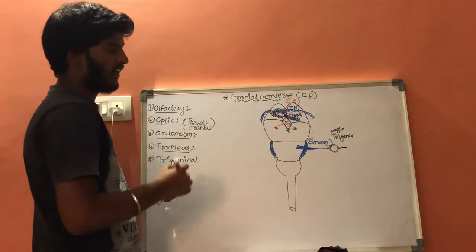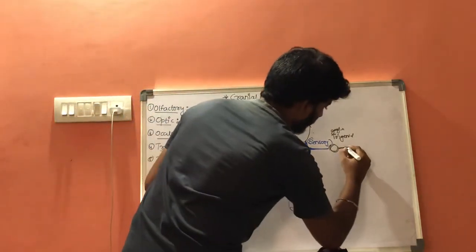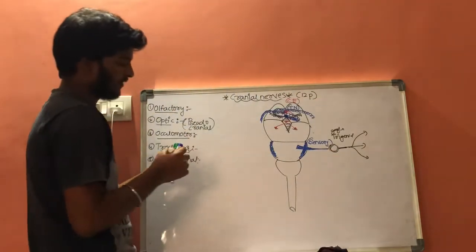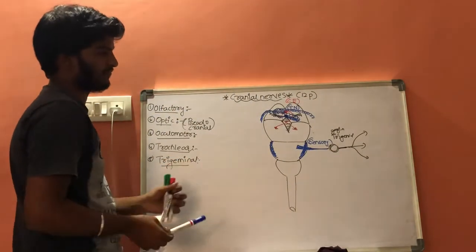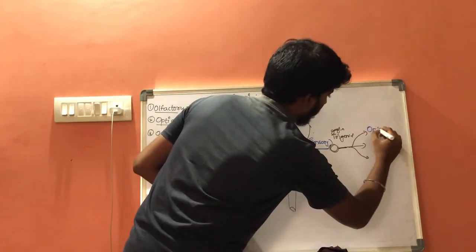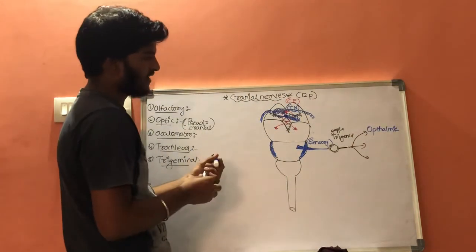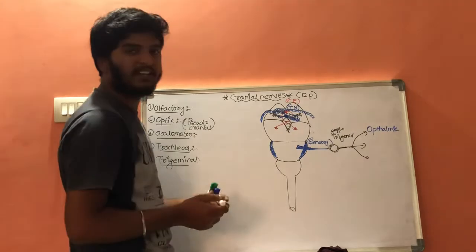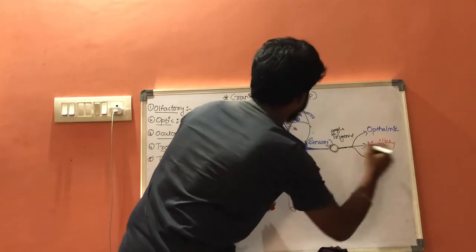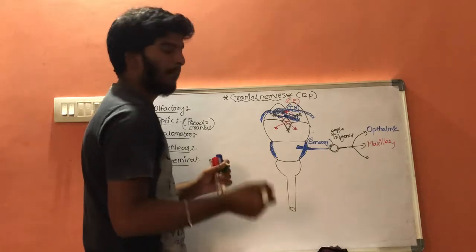Now, once it is attached to the trigeminal ganglion, it will be divided into three divisions. The first division is called the ophthalmic division. The second division is called the maxillary division. And the third is called the mandibular division.